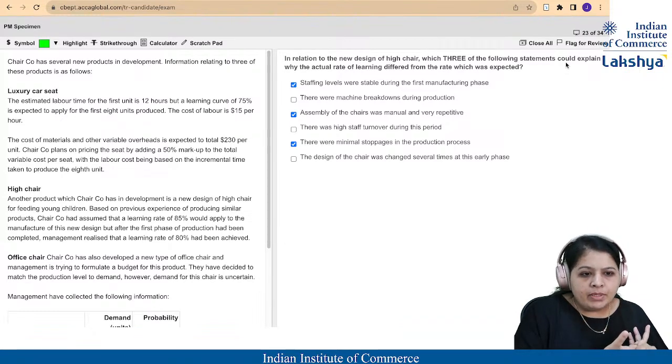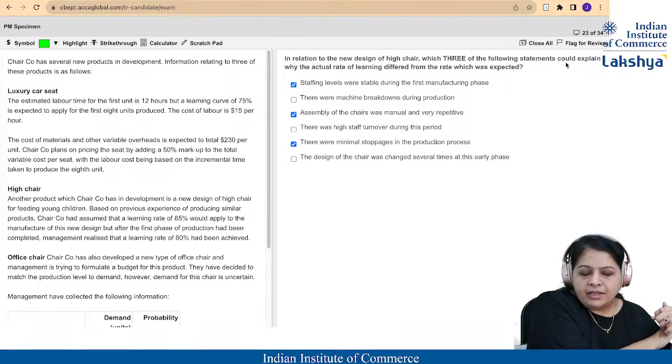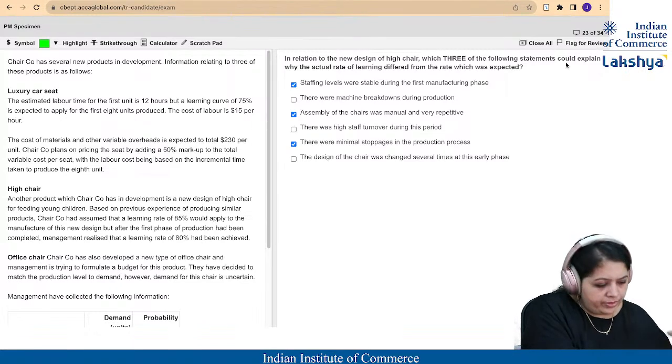Staffing level was stable during the first manufacturing phase. Assembly of the chairs was manual and very repetitive, and there were minimum stoppages in the production progress, right? All the rest of the three are the ones which might have increased the learning curve rate, and that's why I've not taken them on board here.